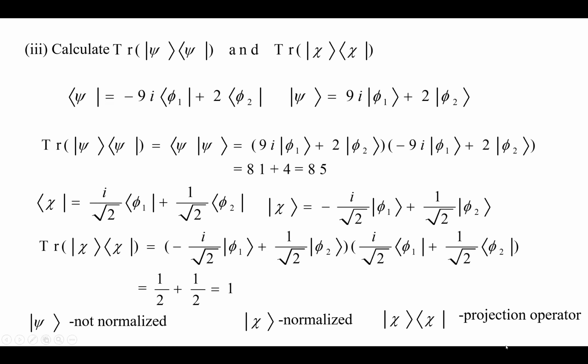So this is nothing but a projection operator, completeness. So we will have the value 1 here, because this is about inner product, the trace of a matrix, and this is about the completeness. So this is your projection operator.